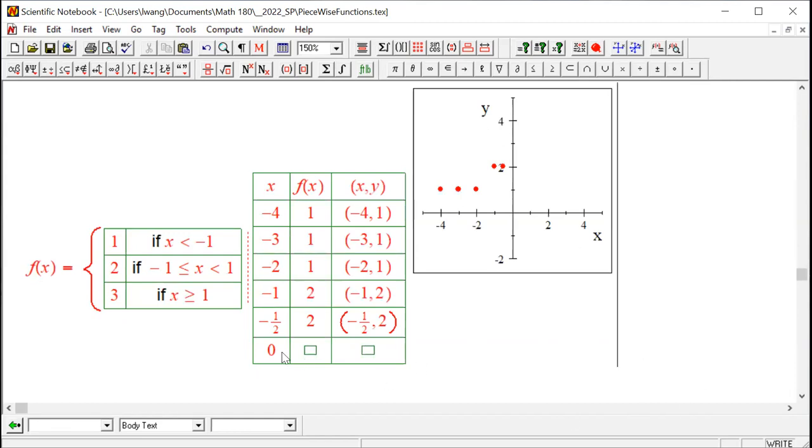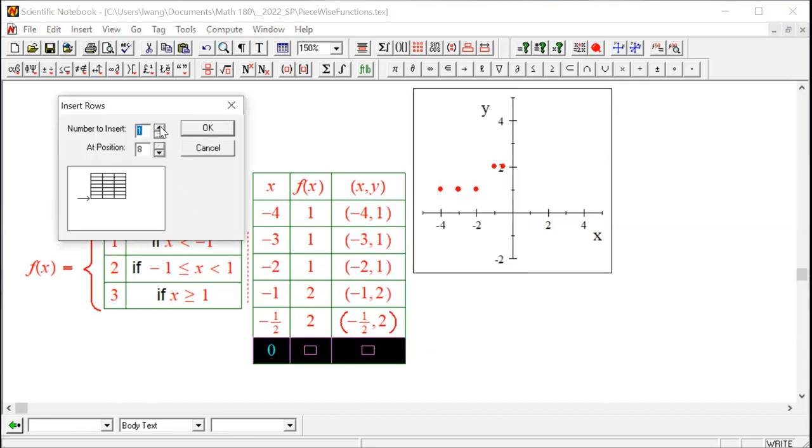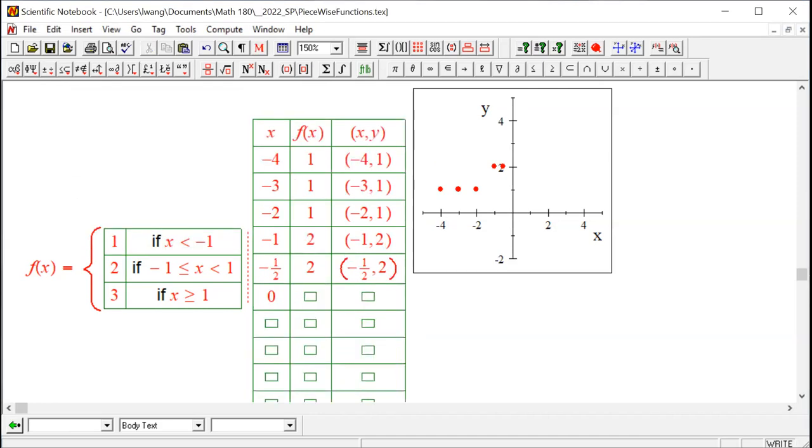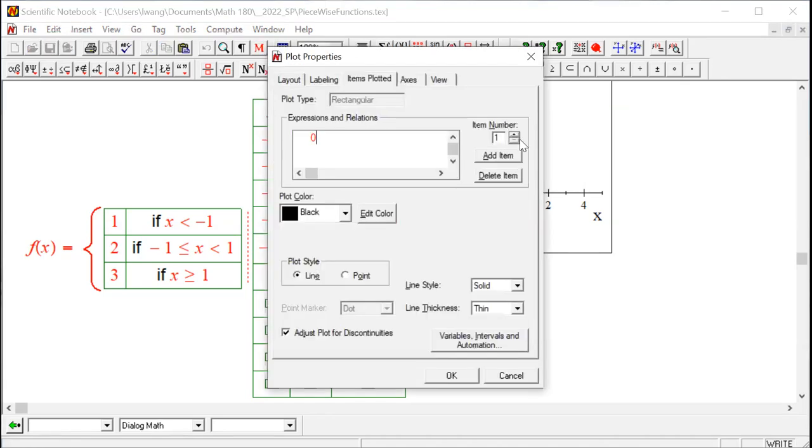Okay, so if I put another input, I'm going to put more inputs. For input 0, 0 is between -1 and 1, right? The output is also 2. So we get another point, which is 0, 2. And that point certainly has a place on the graph. There.